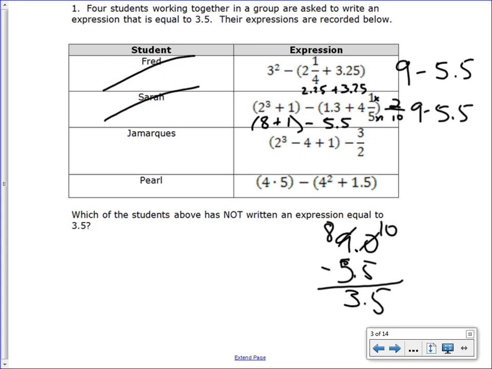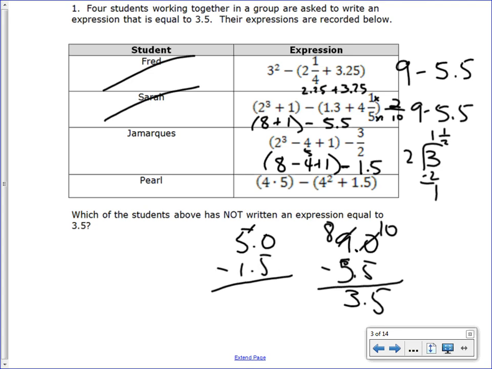On Jamarquez, I have 2 to the third power, which is 8, minus 4 plus 1, minus 3 divided by 2, which 3 halves is actually 2 goes into 3 one time with 1 left over. So this is actually 1 and 1/2, or I could write that as 1.5. 8 minus 4 is 4 plus 1 is 5, so I end up with 5 minus 1.5. I'm going to borrow here and make this a 10. 4 minus 1 is 3, so this Jamarquez is also 3.5.